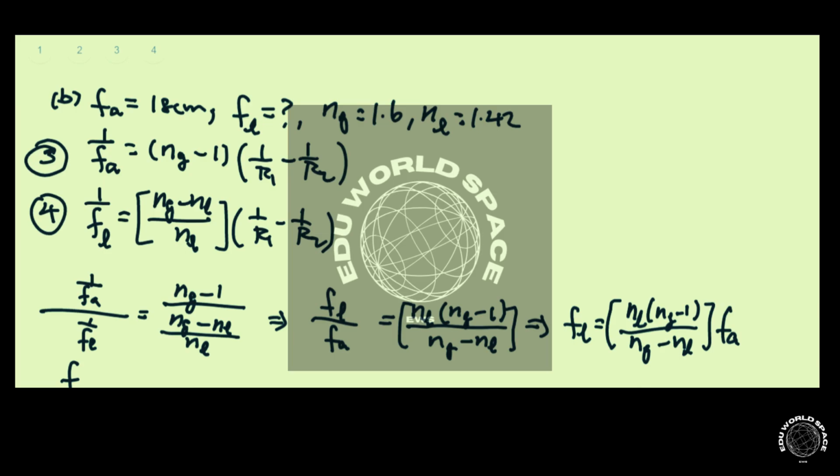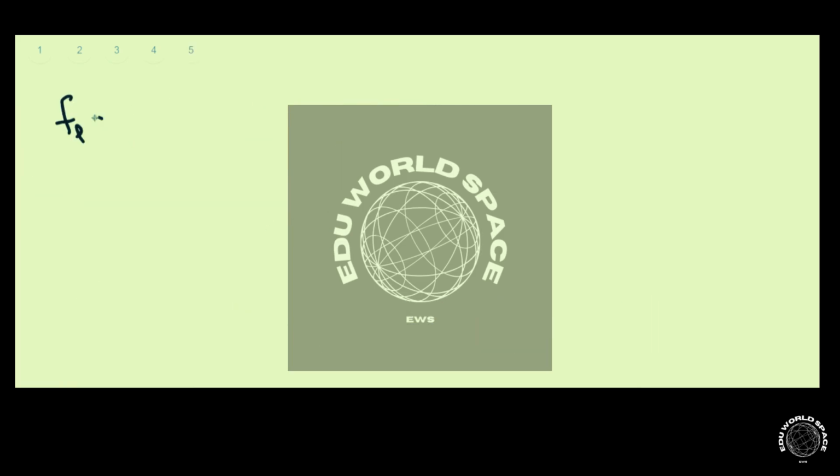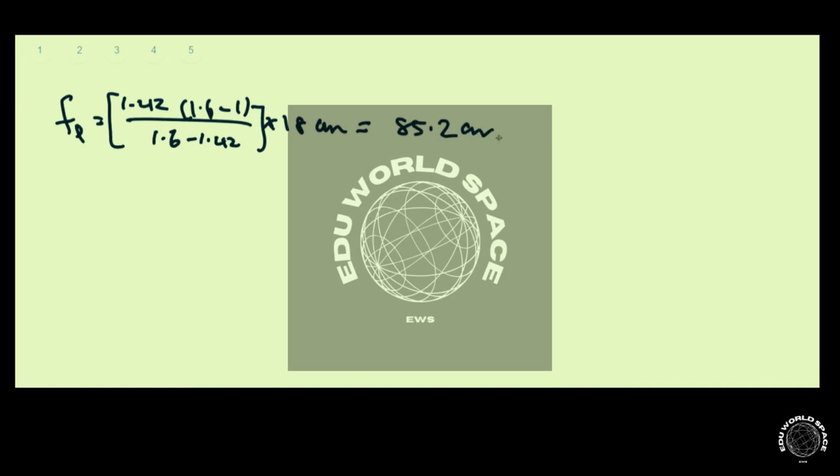Let's go to a new page. FL is equal to 1.42 times 1.6 minus 1 divided by 1.6 minus 1.42, all of that times 18 centimeters. And that's equal to 85.2 centimeters. Now, I strongly urge you to go ahead and check the numbers and make sure I haven't made any arithmetic mistakes or anything like that. But this should be the result that we're seeking.